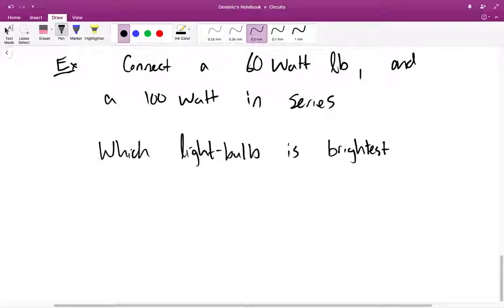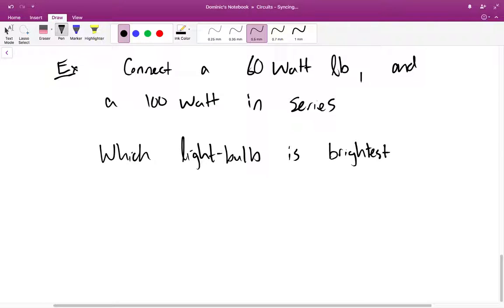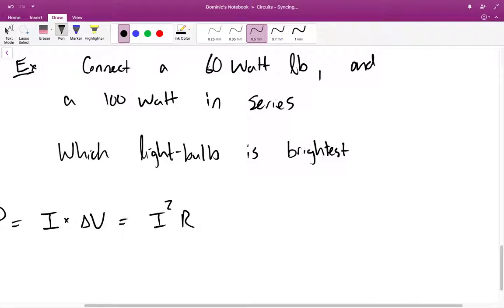Okay, so the way to think about this, if we write down some equations here, we know that the power consumed by a light bulb is equal to the current going through that light bulb times the potential across that light bulb, which is also equal to I squared times the resistance of that light bulb. Or we could get rid of I for delta V over R, and it's also equal to delta V squared over R.